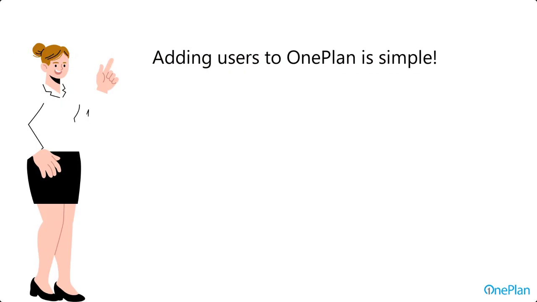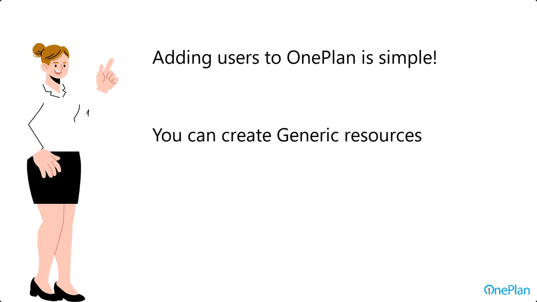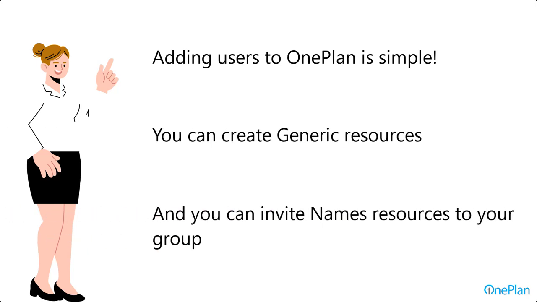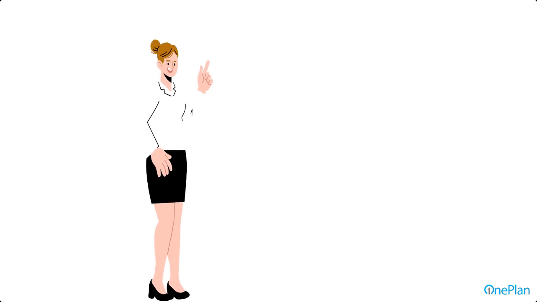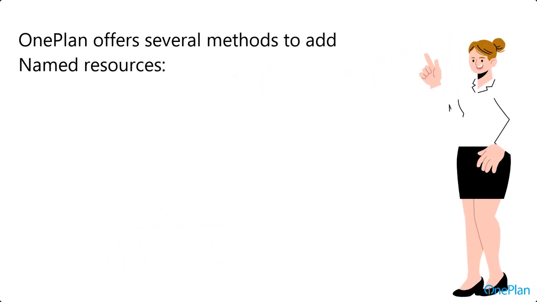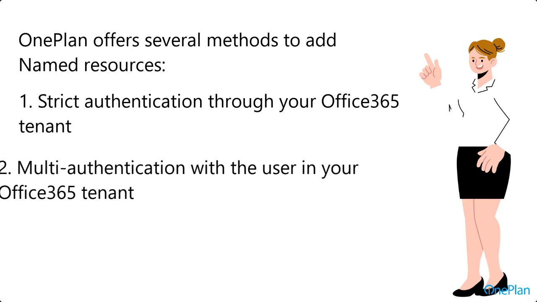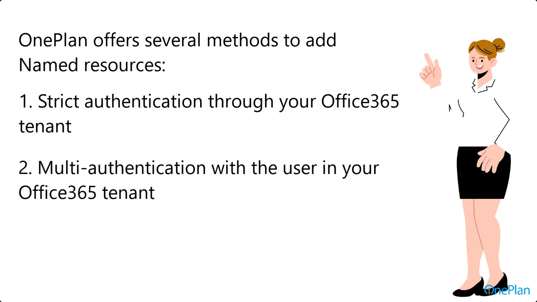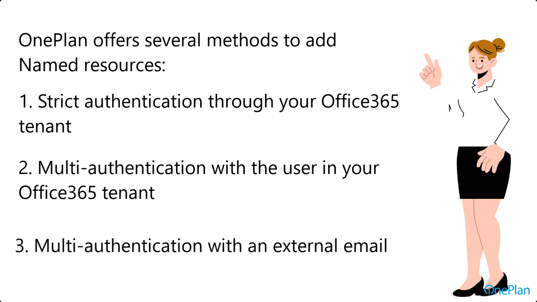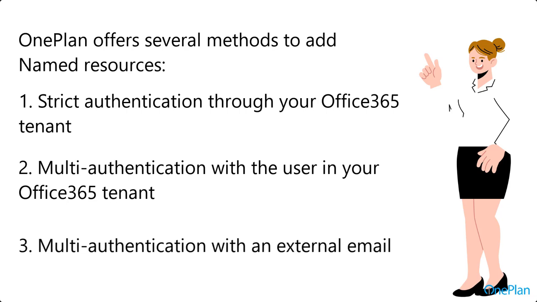Inviting users to OnePlan is a simple process. OnePlan allows you to create generic resources or to invite or add named resources to your OnePlan group. OnePlan offers several methods to add named resources. 1, using Office 365 with strict authentication. 2, utilizing multi-authentication when the user is part of your Entra Office 365 tenant. And 3rd, enabling multi-authentication when the user is an external resource and uses an external email.